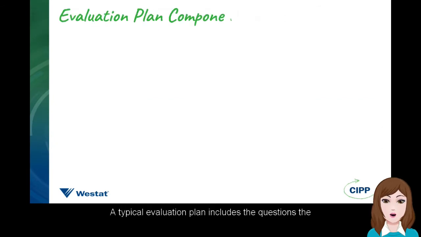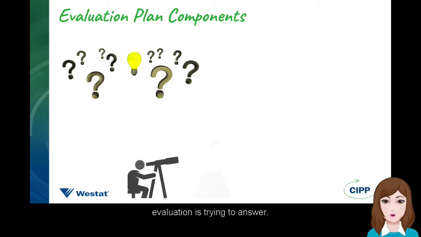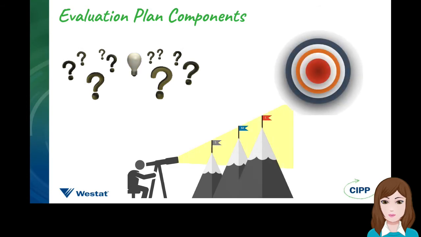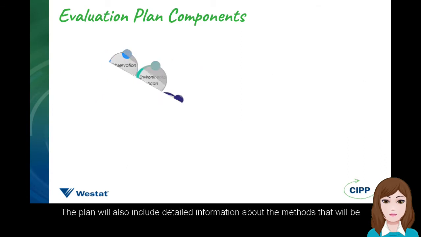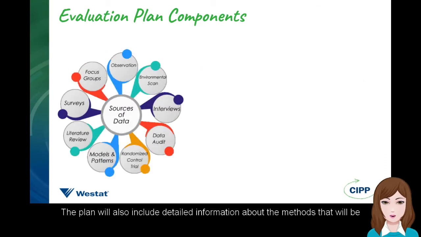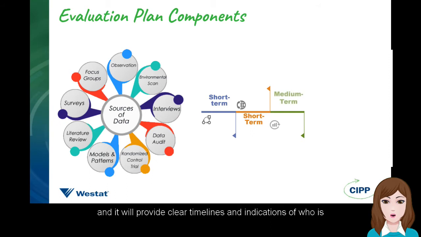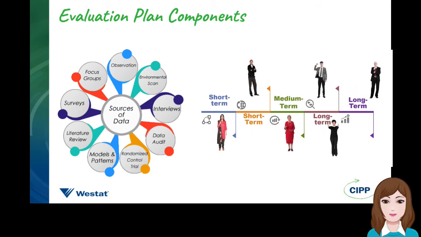A typical evaluation plan includes the questions the evaluation is trying to answer, the outcomes the project is trying to achieve, as well as performance targets, which are benchmarks that are set to indicate whether specific outcomes have been achieved. The plan will also include detailed information about the methods that will be used to collect and analyze data, and it will provide clear timelines and indications of who is responsible for each part of the plan.